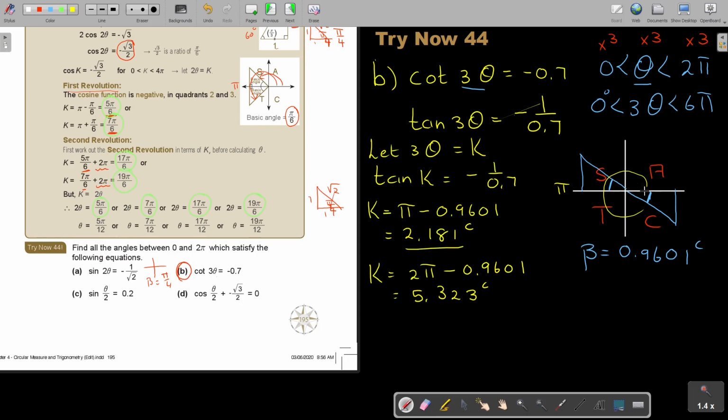So now I'm going to start with my second. So this was, maybe in red, my first revolution. Now I'm going to do my second revolution.